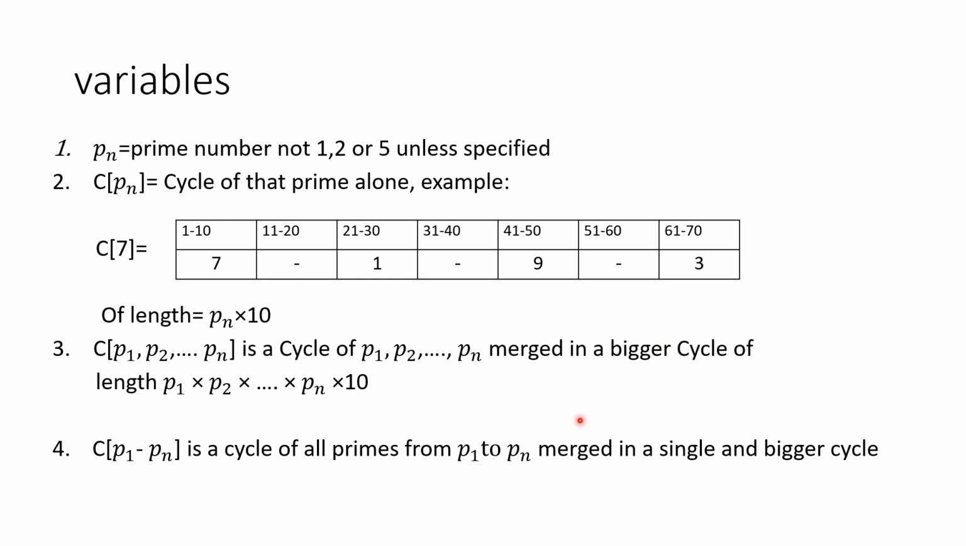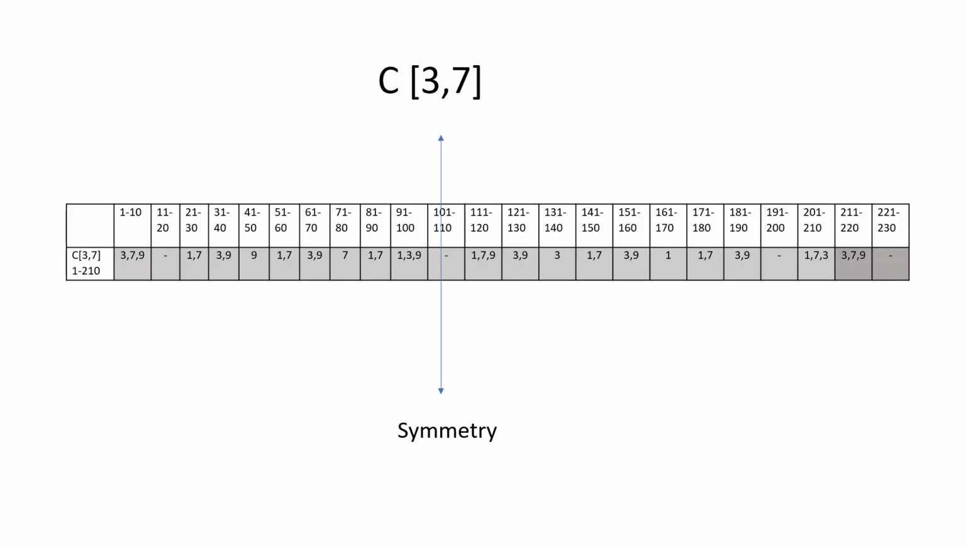Okay, this is the cycle from 3 to Pm, right? From prime number 1 to Pm. So this is an abbreviation of this here. And this is the cycle of 3 and 7. It has a symmetry in the middle here, always a prime 10. And in the beginning and the end, in the second 10 here, another prime 10, and in the second 10 of the end, another prime 10. But it's a symmetry everywhere.